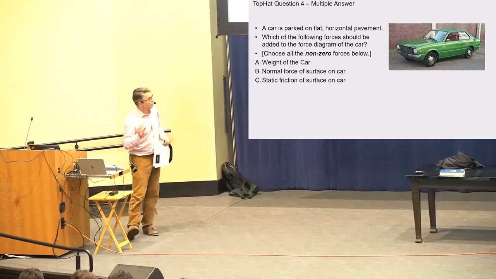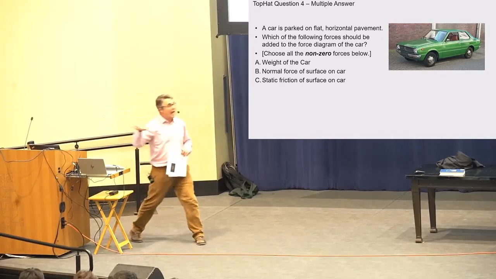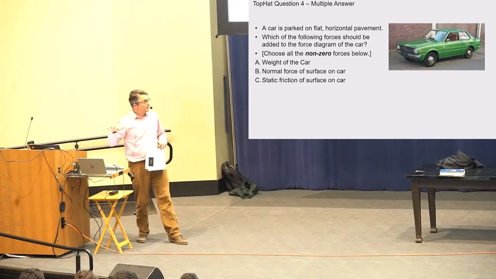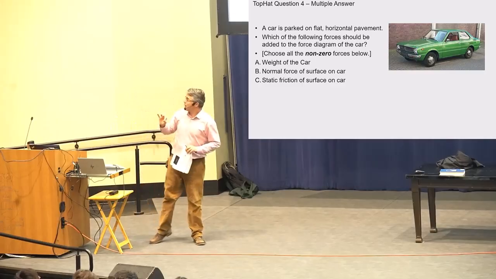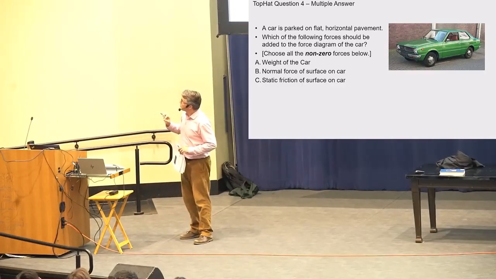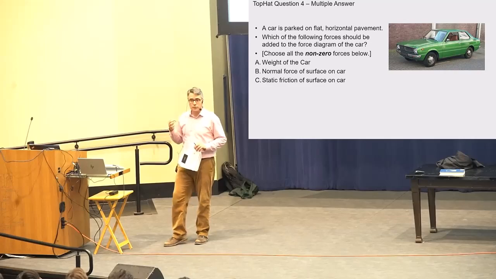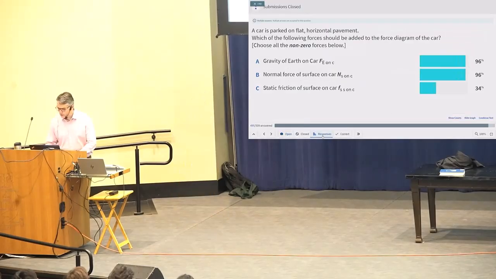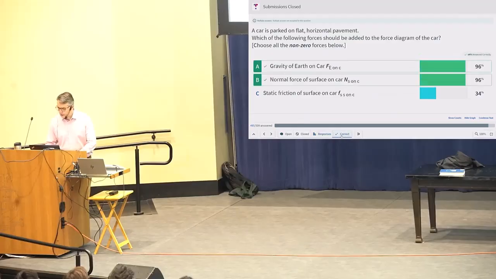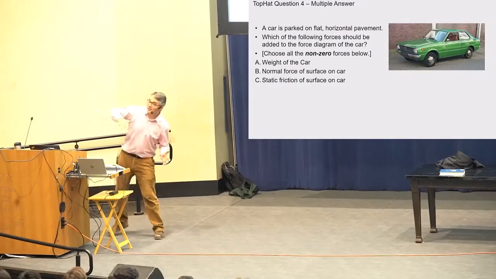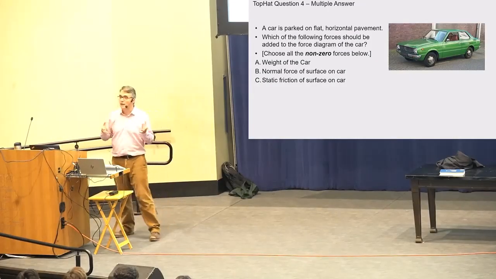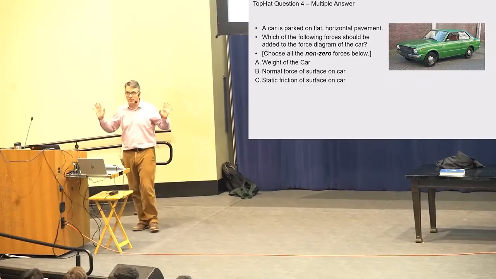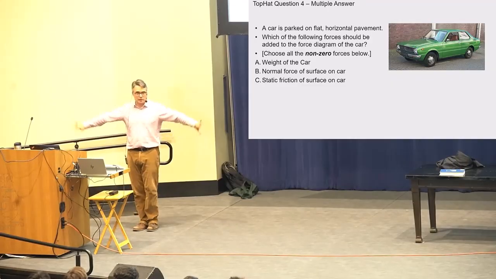Here is a green Toyota Corolla parked on flat, horizontal pavement. If you're going to draw the free body diagram for this car, which forces should you draw? Responses? Yeah, you don't draw static friction because it's not needed in this particular case. I really like that. If it was on a hill, or if someone was trying to push the car, then there'd be some static friction. But if you just leave it alone, static friction naturally goes to 0.